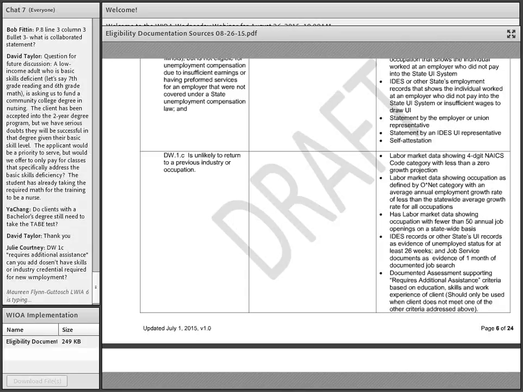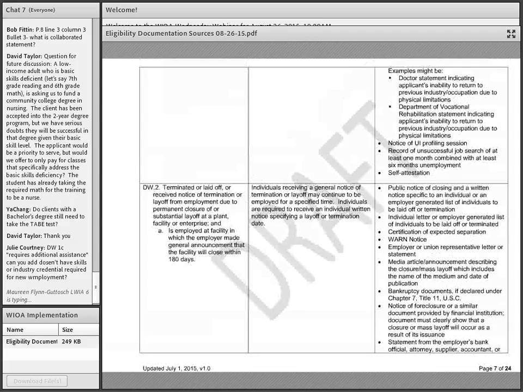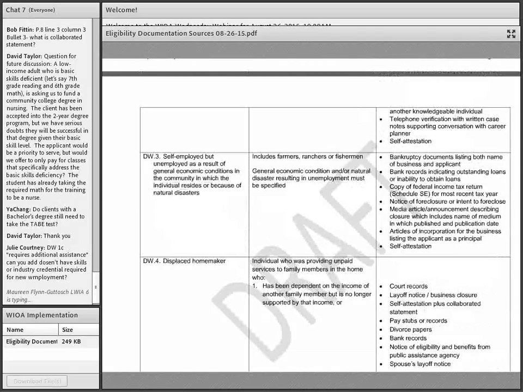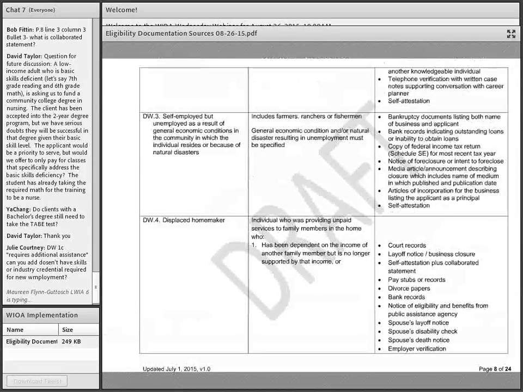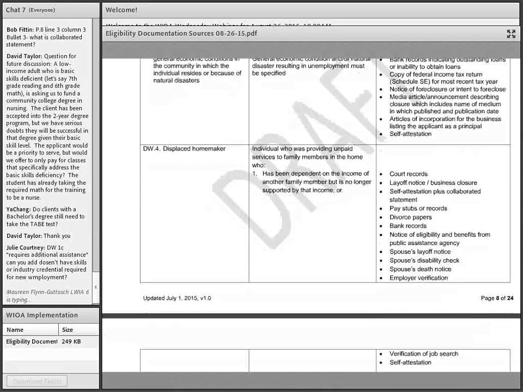I had a question about displaced homemakers. He wanted to know what is meant by the collaborative statement under self-attestation. Okay, the question was asking about a displaced homemaker.